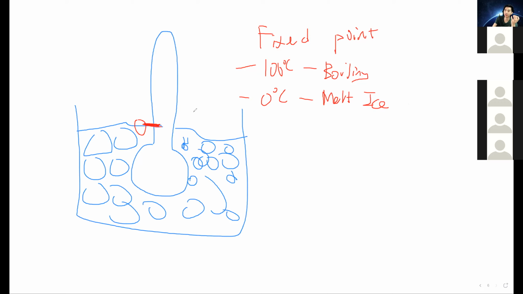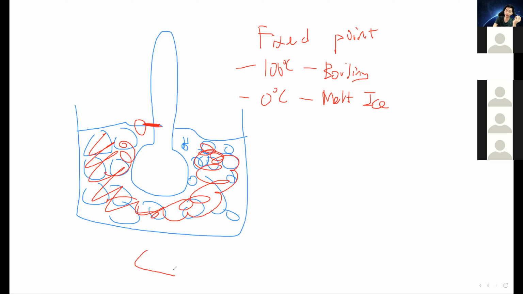Then after that, I'm going to take this thermometer out and place it in boiling water instead. Now imagine this is boiling water, and there's a heat source at the bottom. This boiling water will obviously cause the liquid inside the thermometer to expand. Let's just say it expands to here, at 100 degrees Celsius. Now I know that this is going to be 100 degrees Celsius. With this 0 and 100 degrees Celsius, I have calibrated it.